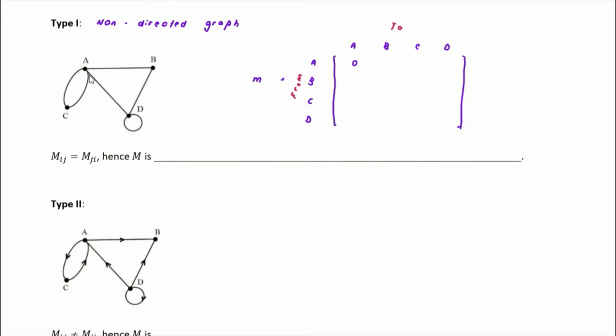So is there any edges connecting A to B? Yeah, there is one, right? From A to B. So 1. Alright, move on now.